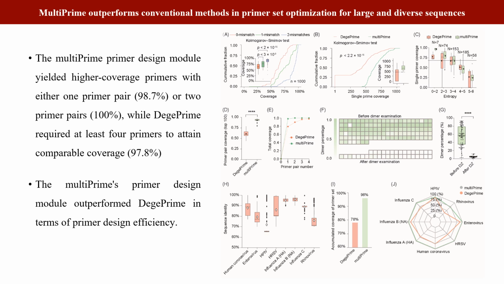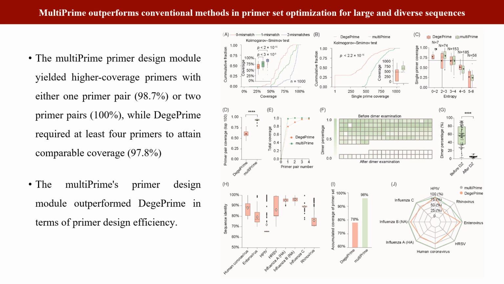In terms of the ability to design degenerate primers, we compared the performance of multiPrime's primer design module with that of DG-Prime, a widely used program for designing degenerate primers for bacterial species that's been shown to outperform other programs. We discovered that the primers designed by multiPrime with one mismatch tolerance had significantly higher coverage than those produced by DG-Prime, particularly when the entropy of the primer region was less than 3.